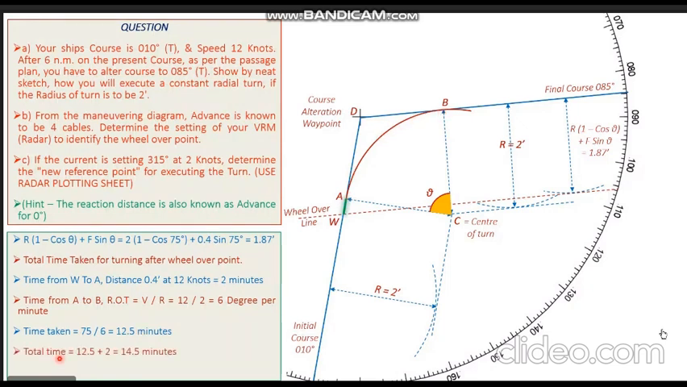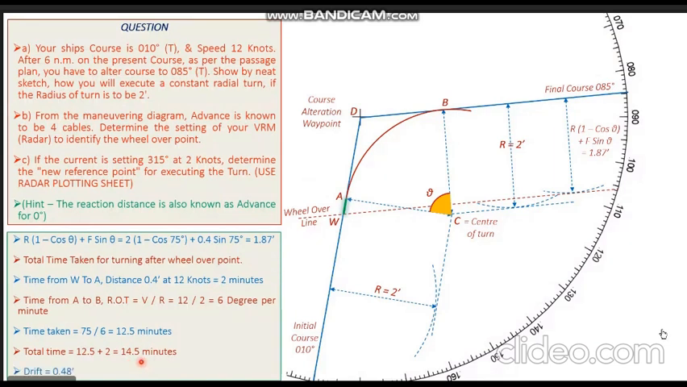The total time now comes out to be 12.5 minutes for the curved path between Alpha to Bravo, 2 minutes between Whiskey to Alpha, W to A, that is the reaction distance, total giving us 14.5 minutes. So we now know that from Whiskey to Bravo, the vessel is going to take a time of about 14 and a half minutes. Now let's find out the drift of the current for this time interval.